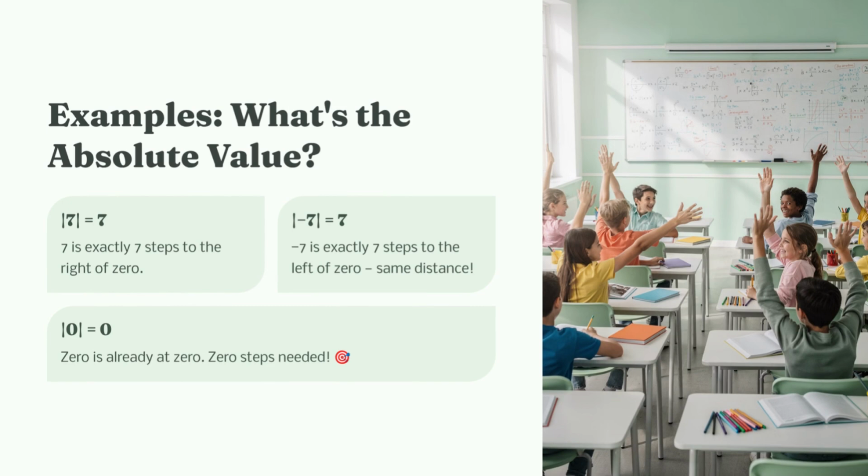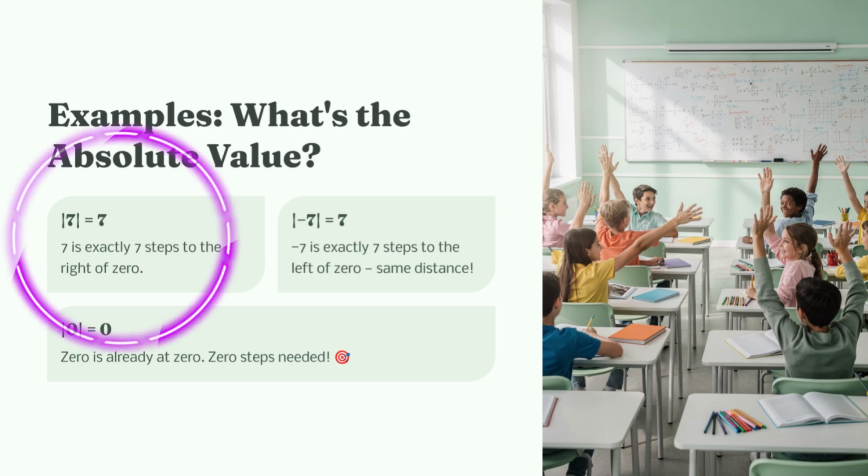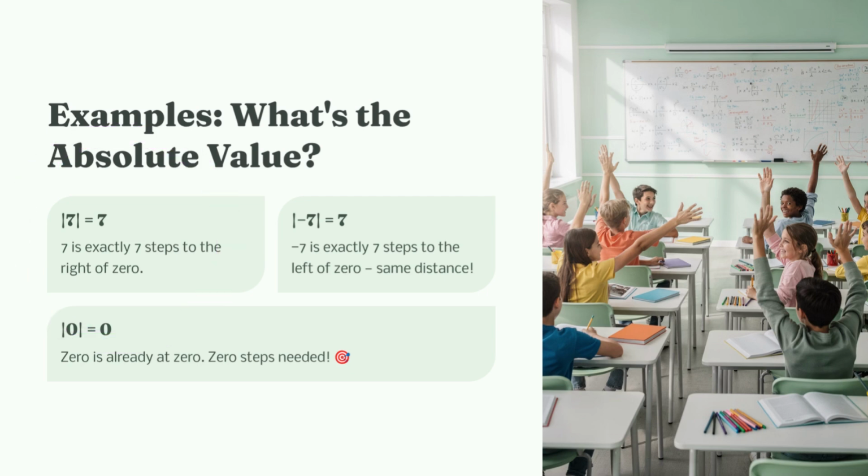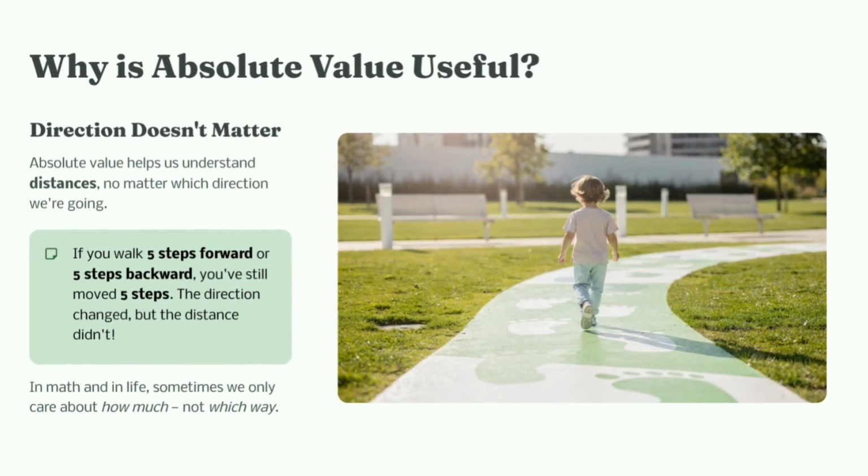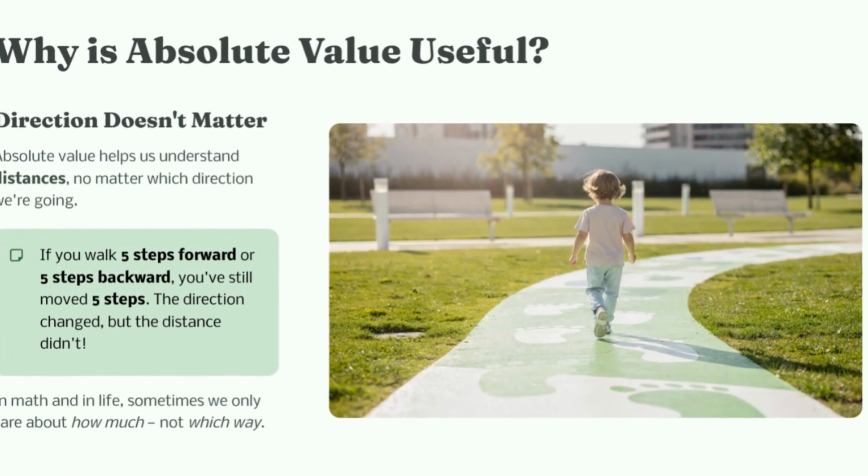Now let's see this idea in action. The absolute value of 7 is 7. Nice. The absolute value of -7 is also 7. You're getting it. And the absolute value of 0 is 0. That's it. But the real reason we use this might surprise you.